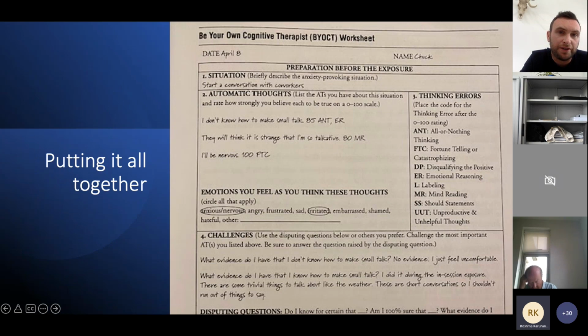So by putting it all together then, if you're looking at the cognitive stuff, this is another example of a really useful tool that people can use. And it's built on the other two examples I've given you, where it's more of an elaborate format, I suppose. So this is where the person might have a little diary and they might put in the situation, and their anxiety-provoking situation was starting a conversation with a coworker, okay? And then they wrote down what sort of thoughts were in their head. Thoughts such as, I don't know how to make small talk. They will think that it's strange I'm so talkative, or I'll be nervous. Okay, so that's what was going on in their head.